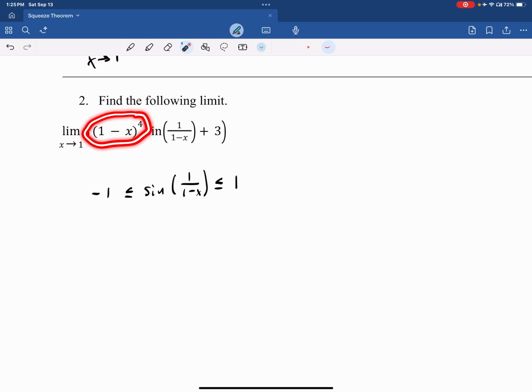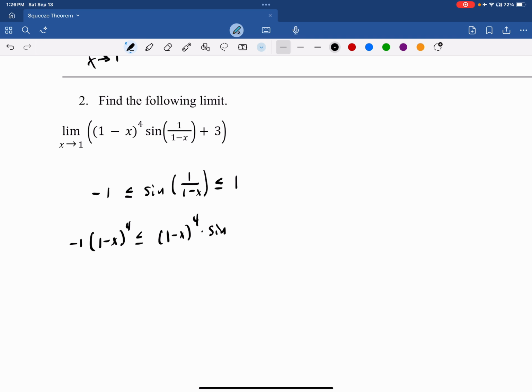Because it's always positive, I can multiply every part of my inequality times that number. In other words, I could say -1 times 1 minus x to the fourth has to be less than or equal to 1 minus x raised to the fourth times the sine of 1 over 1 minus x, which has to be less than or equal to 1 times 1 minus x to the fourth, the quantity 1 minus x raised to the fourth. So all I did literally was take every single one of these terms and multiply it by a positive number, 1 minus x to the fourth.